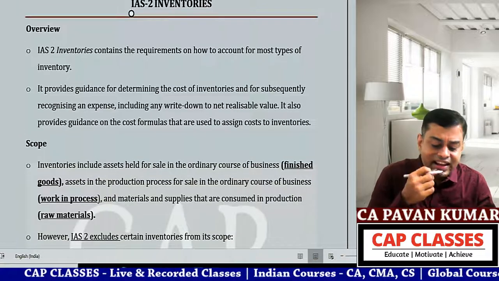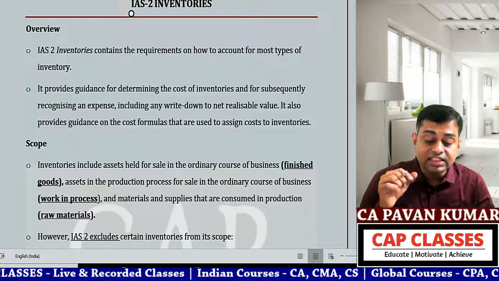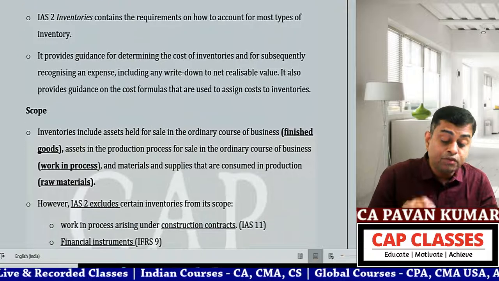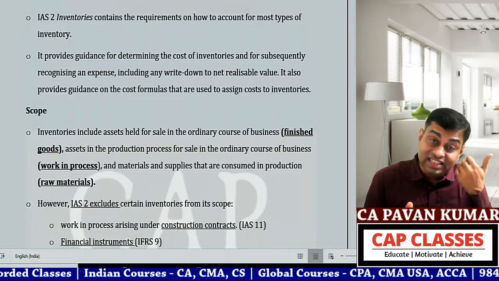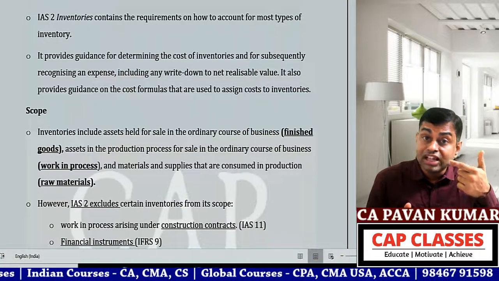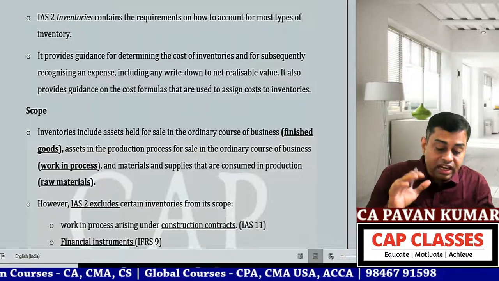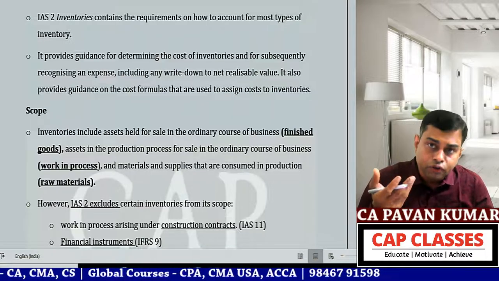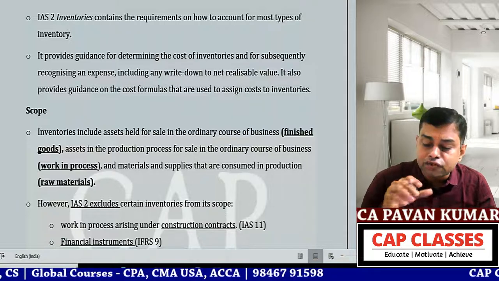It will hardly take any time. IAS 2 overview. IAS 2 inventories contains requirements on how to account for most types of inventory. It provides guidance for determining the cost of inventories for subsequently recognizing as an expense, including any write down to net realizable value. So one is cost of inventory, the second is write down to net realizable value. It also provides guidance on the cost formulas: FIFO, LIFO, weighted average method, or specific identification method. All these are known as cost formulas.